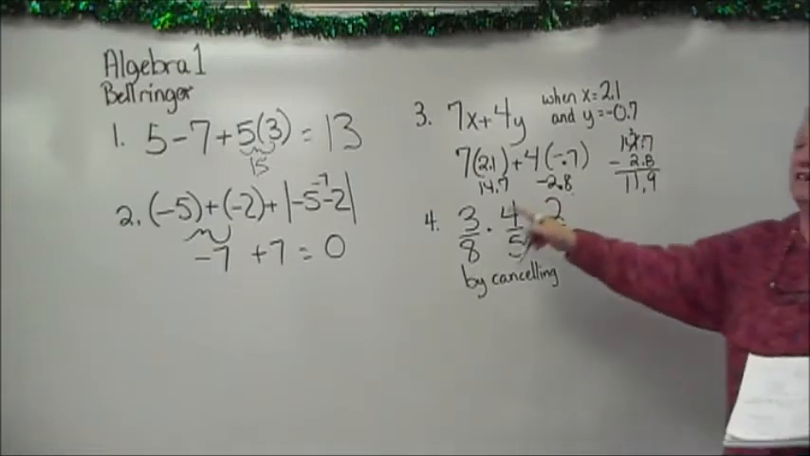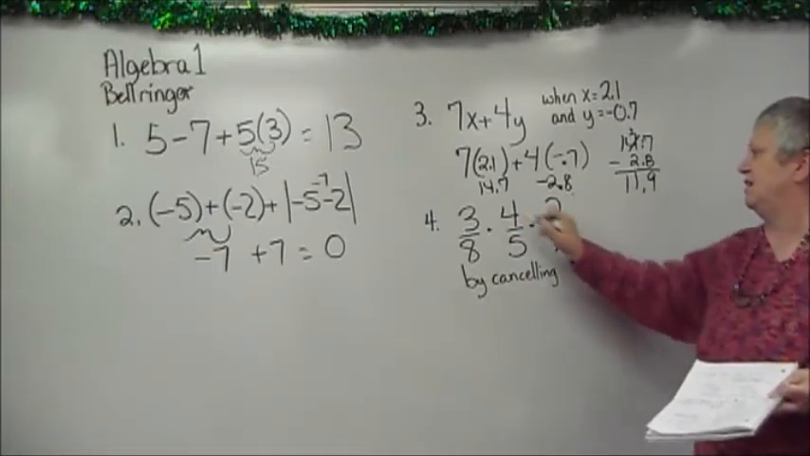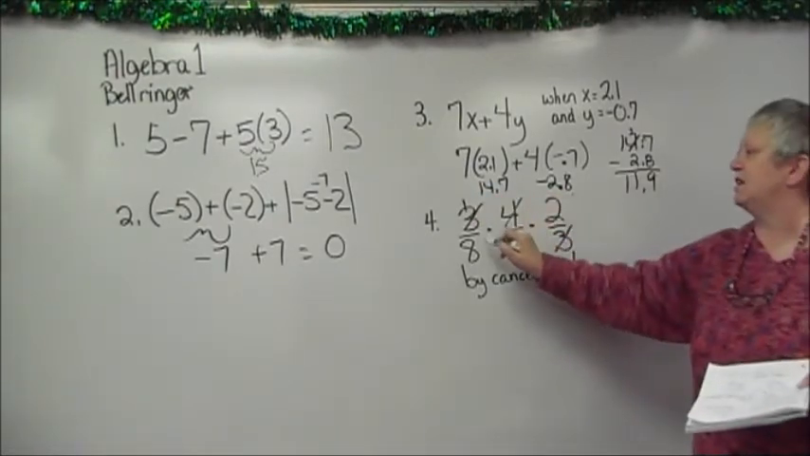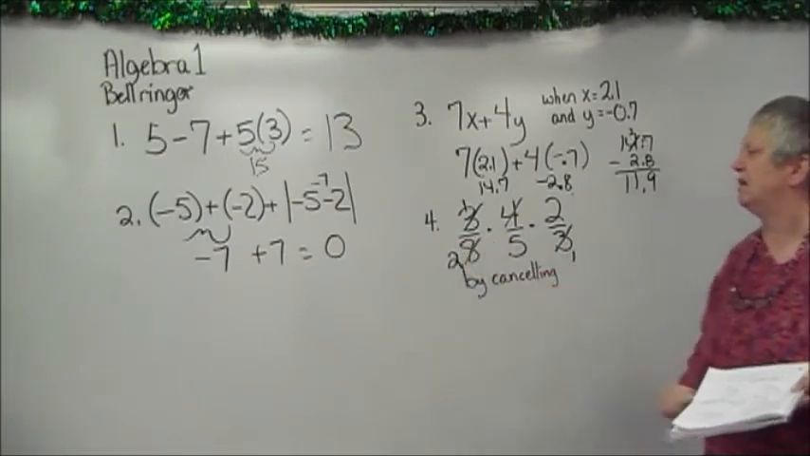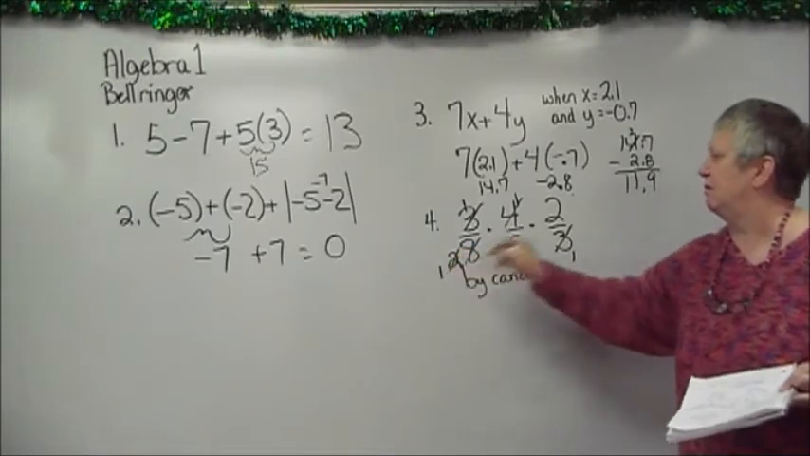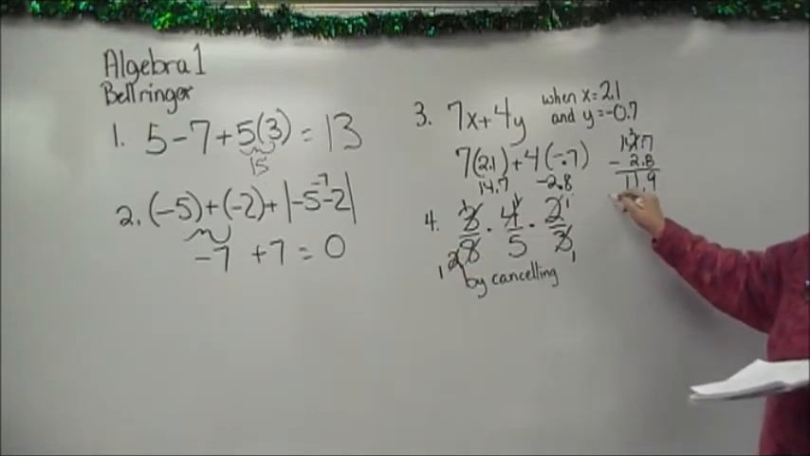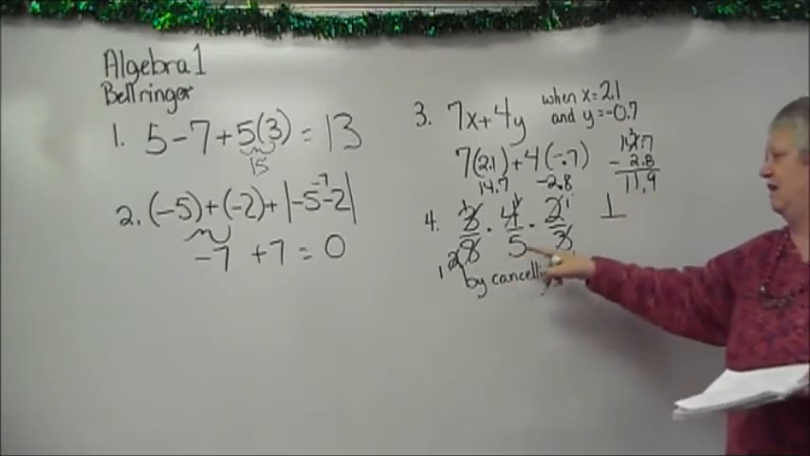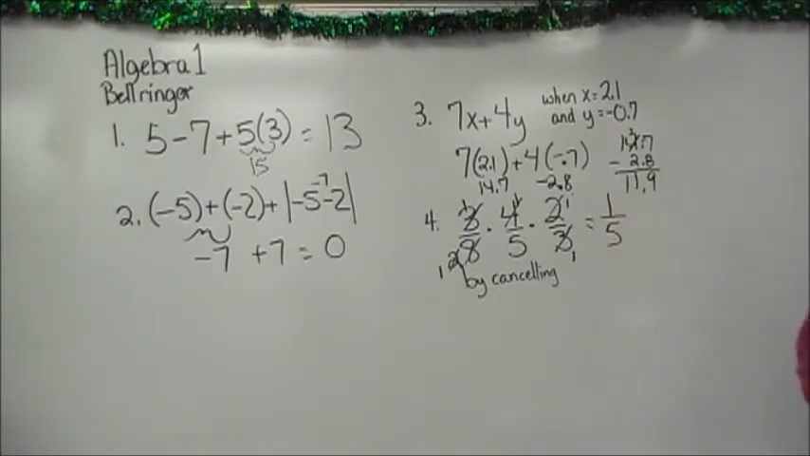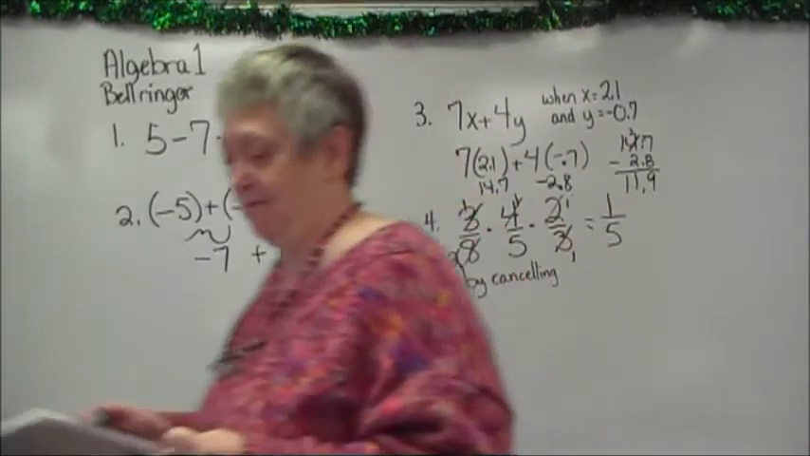When you go through and cancel on number 4 here, you know that 3 divides into 3, so you can cancel those. 4 goes into 8 2 times, and 4 goes into 4 once. 2 goes into 2 once, and 2 goes into 2 once. So what do we have left? 1 times 1 times 1 on the top, and 1 times 5 times 1 on the bottom. So there's your final answer on that. So that's, you can do things without having to use the calculator.